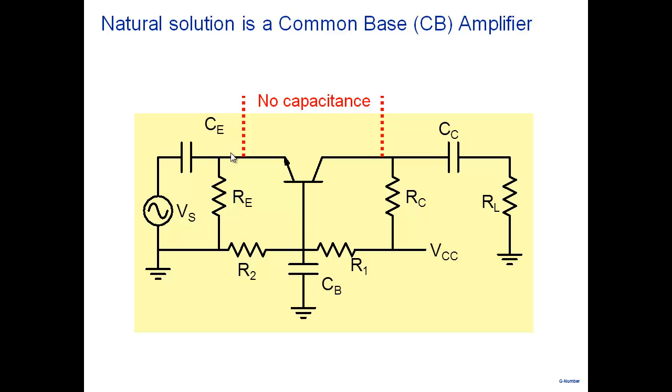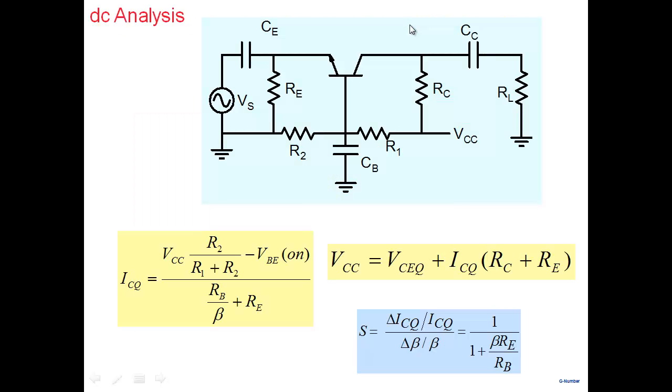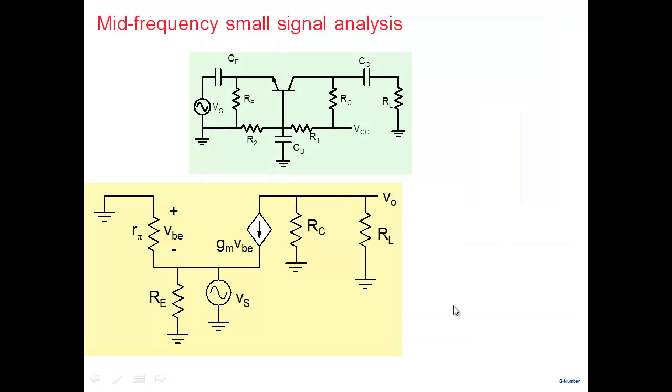The input is being applied between the emitter and the base, and the output is being taken between the collector and the base. So that's how it gets the name common base amplifier. Having seen this, let's go ahead and analyze it. DC analysis, as I said, we don't have to do anything. It's the same circuit, same expression for ICQ, same VCC, same stability issue. If you want to make the bias point stable, the same things you have to do here. No change. So let's not spend time here.